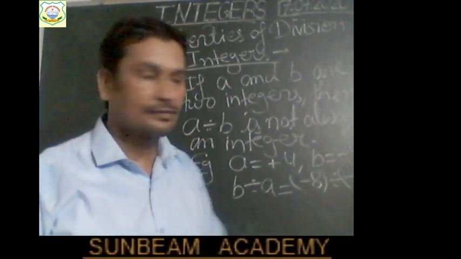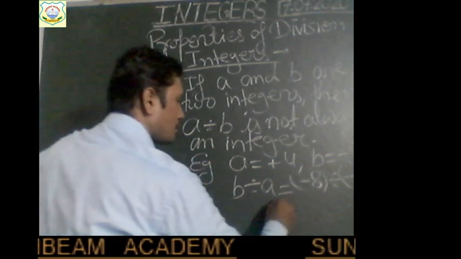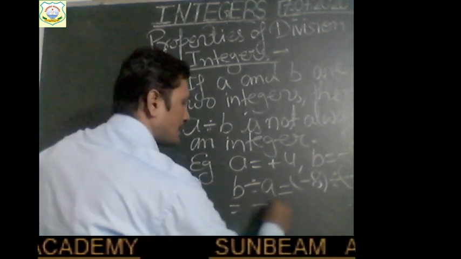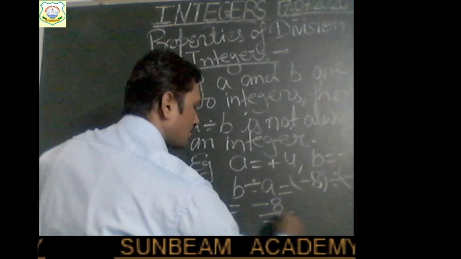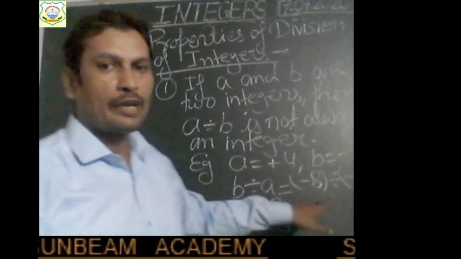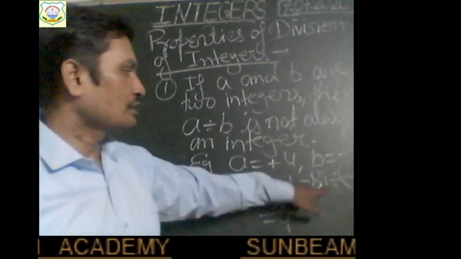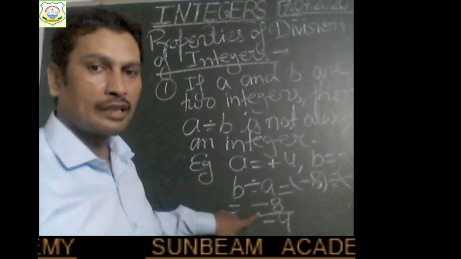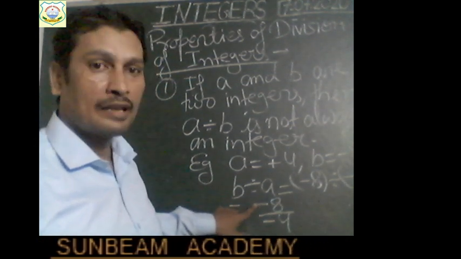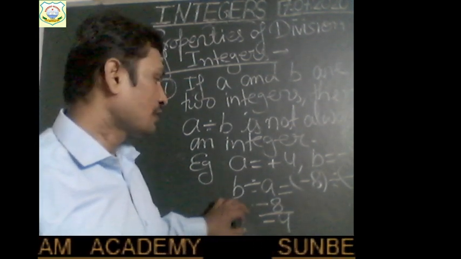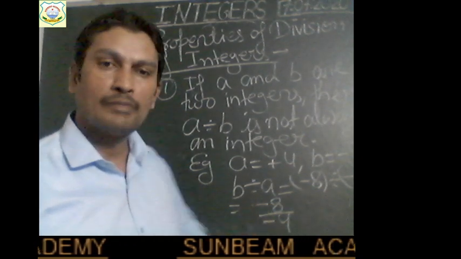Right, children? So we get minus 8 upon minus 4. While dividing, we convert the division sign into the upon sign. We can read it as minus 8 by minus 4, or as minus 8 upon minus 4.